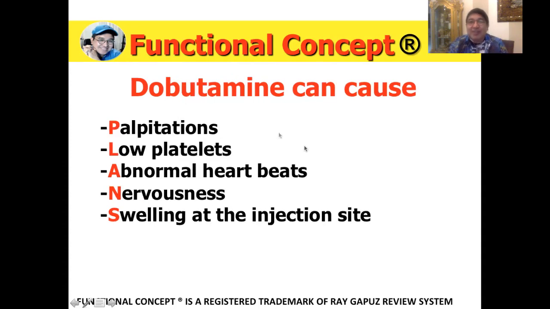On the other hand, the side effects that may occur in dobutamine are contained in the code PLANS. That's our mnemonic, which means palpitations, low platelets, abnormal heartbeats, which could actually be related to premature ventricular contractions or ectopic ventricular beats, nervousness, then swelling at the injection site. Remember the code PLANS. These are the side effects that occur in dobutamine, but may not necessarily occur in a patient taking dopamine.